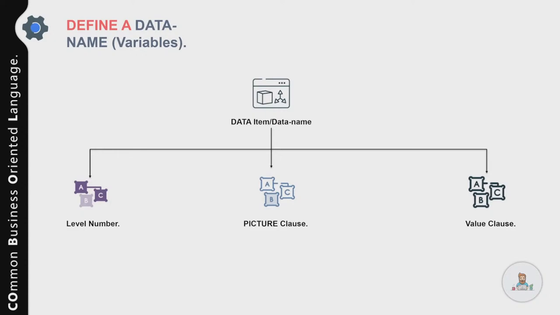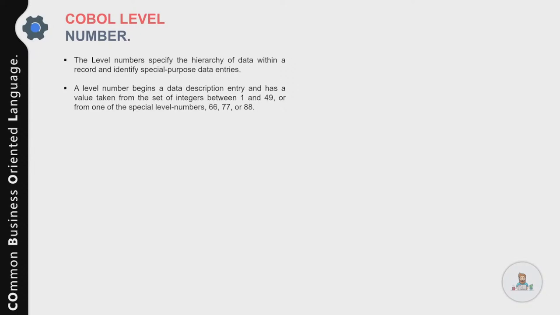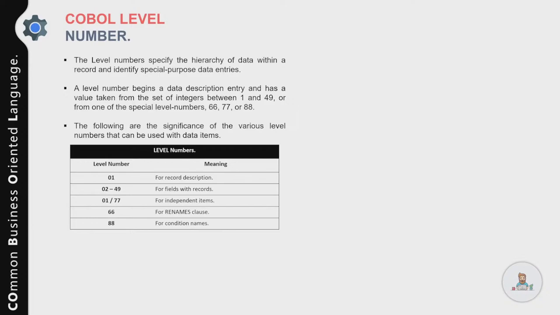Now, let's talk about level numbers in COBOL. By definition, the level numbers specify the hierarchy of data within a record, and they also identify special purpose data entries. A level number begins a data description entry and has a value taken from the set of integers between 1 and 49, or from one of the special level numbers, that is 66, 77, or 88. The following are the significance of the various level numbers that can be used to define a data item.